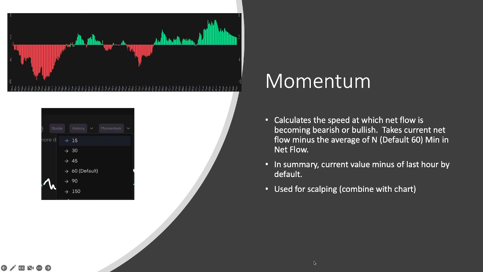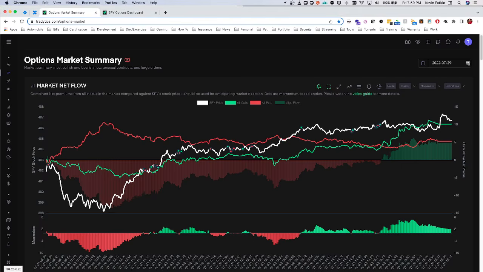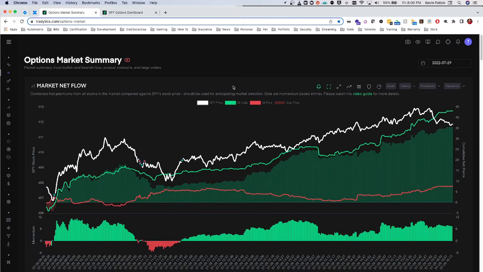So the other thing that market net flow shows us is momentum. And the way momentum is calculated, it says right here, takes the current net flow minus the average of 60 minutes in net flow. So in summary, it's the current value minus the last hour by default, and it's typically used for scalping. So that's shown down here at the bottom. This is the momentum shift. And let me just refresh this just to make sure that me changing the chart around didn't skew it too much.